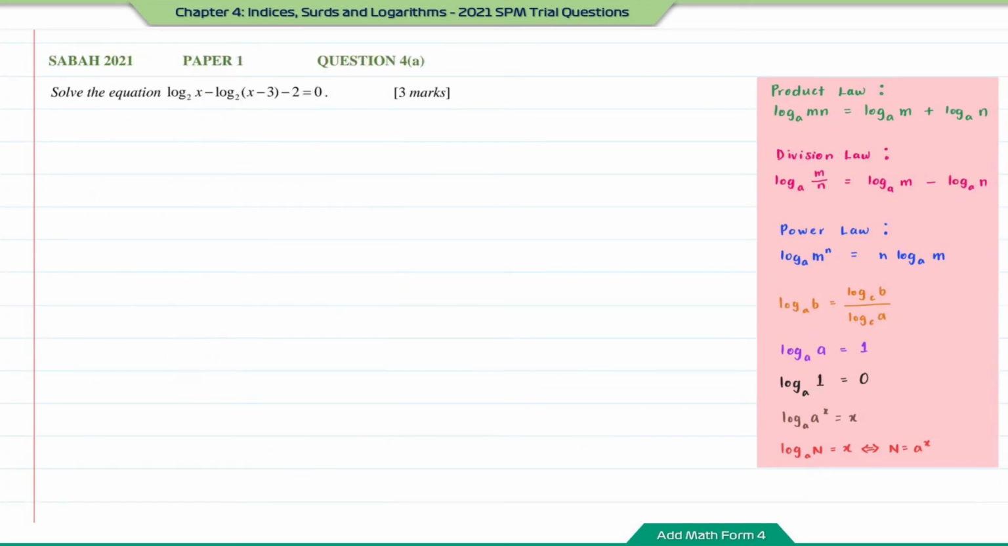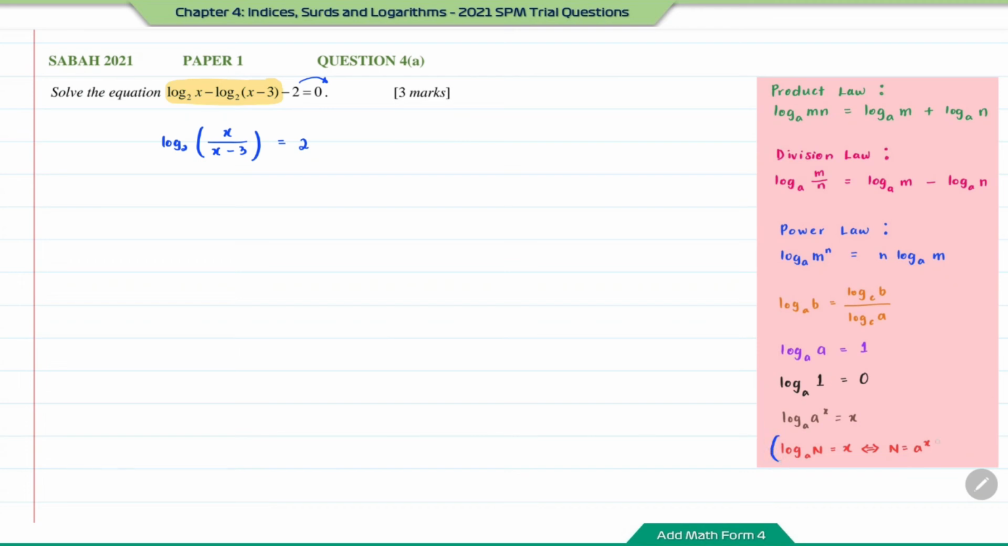Sabah 2021, paper 1, question 4a. Solve the equation log base 2 of x minus log base 2 of (x minus 3) minus 2 is equal to 0. So these two logs are in the same base. So using the division law, I can combine these two logs, become log base 2 of x over (x minus 3). And this negative 2, I can move it to the right hand side. Therefore, it will become number 2.